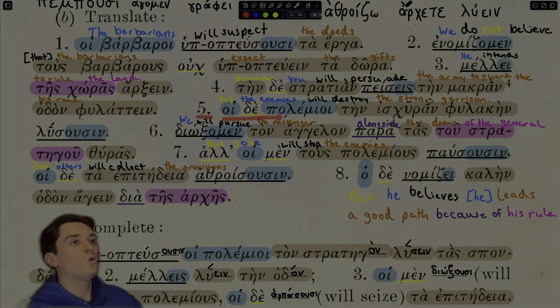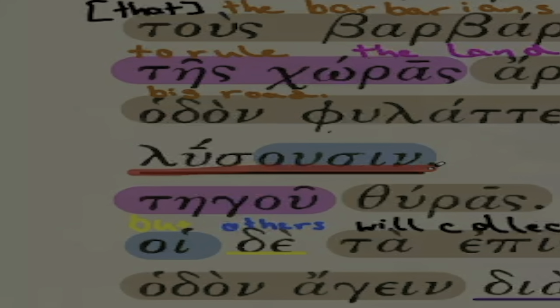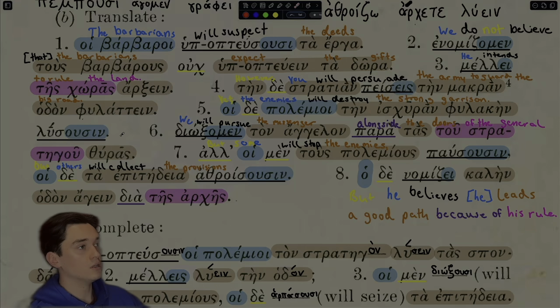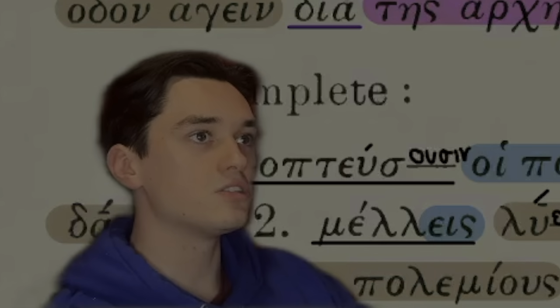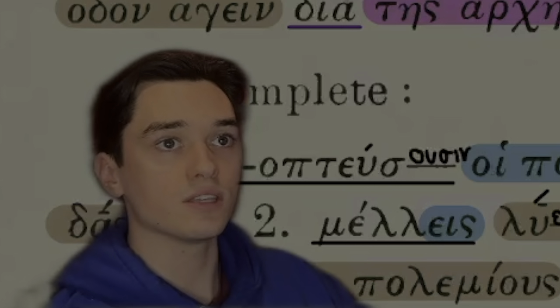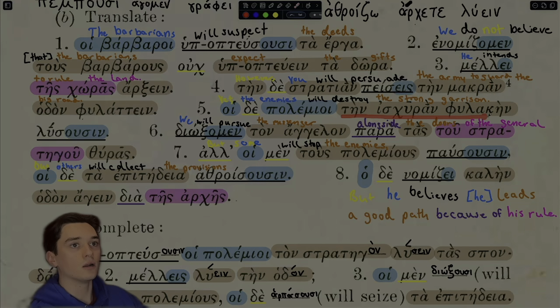5. Hoi de polemioi ten iskuran pulakein lususin. De, which I translate as yet. However, de could be any number of things. First, let's find our verb, lususin. Lususin is third person plural, future active indicative. We need a plural subject, which is hoi polemioi. So, hoi polemioi, the enemies, destroy or loosen. Now we need some kind of direct object, because they have to loosen something. Ten iskuran pulakein, the strong garrison.